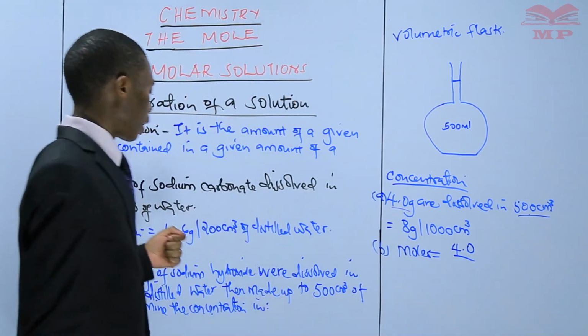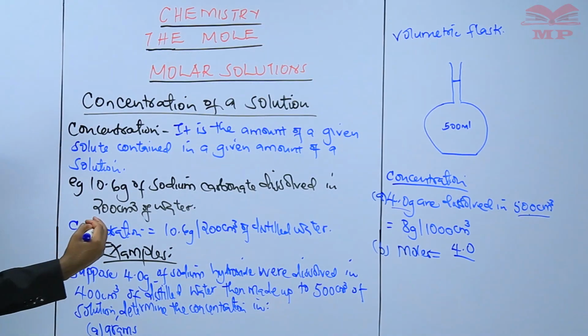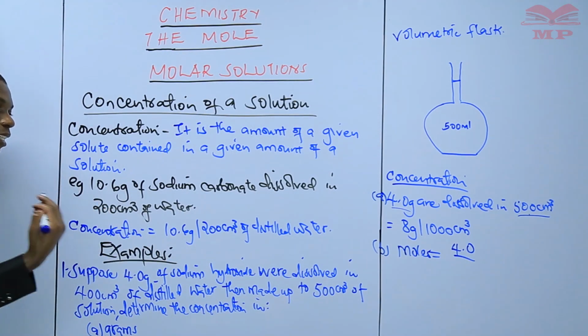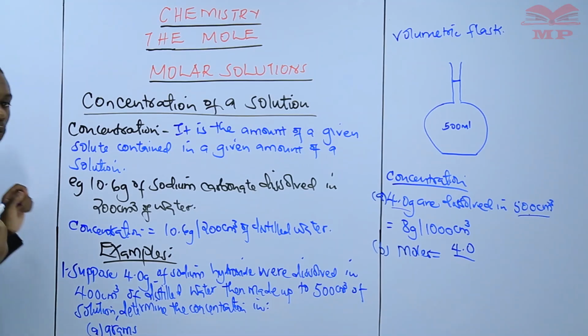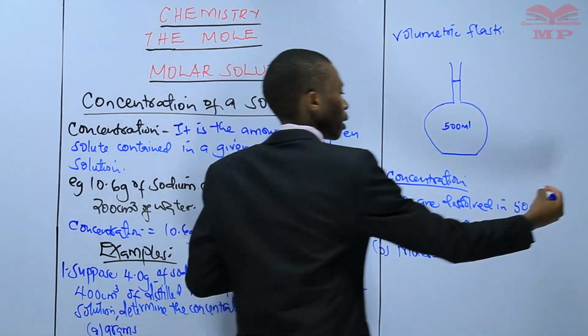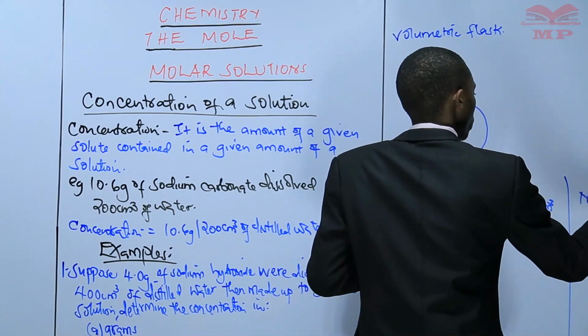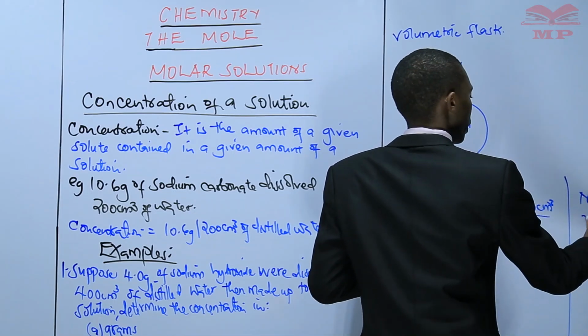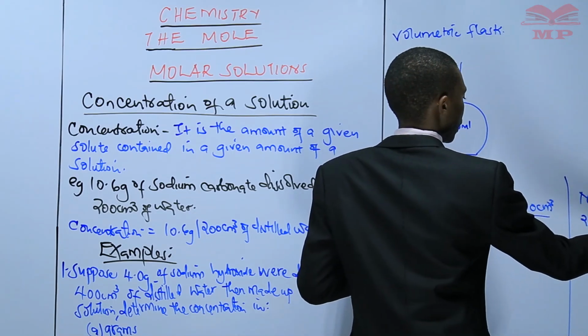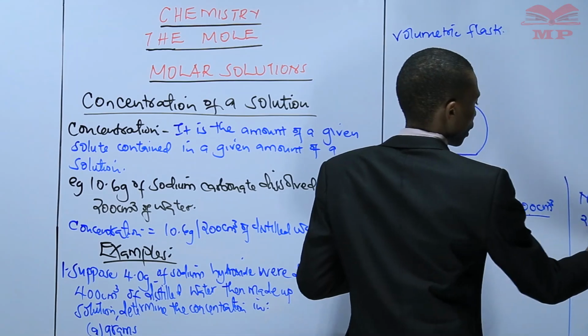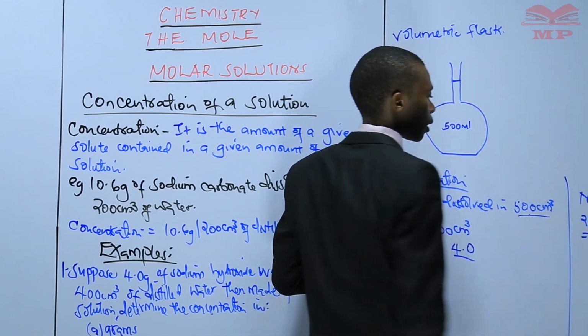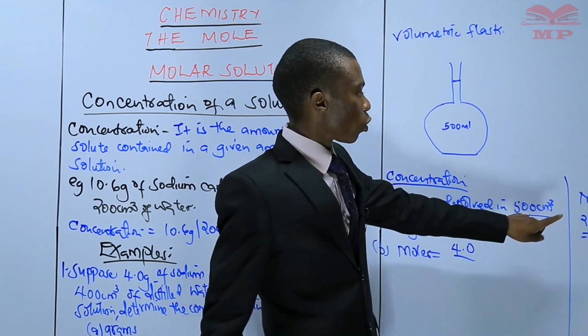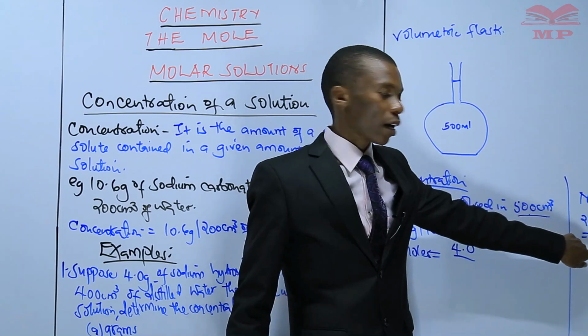You divide by the relative formula mass of sodium hydroxide. The RFM of sodium hydroxide is 23 plus 16 plus 1, which gives you 40. That is the molar mass, or the RFM of sodium hydroxide.